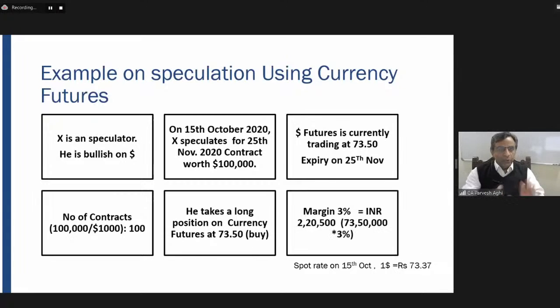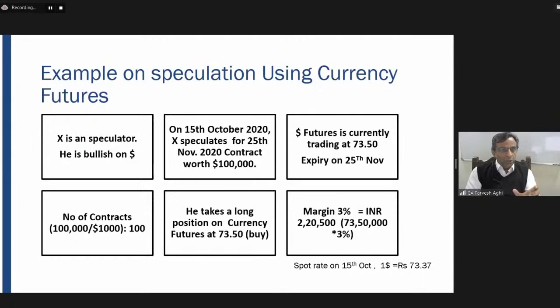Fine. For doing so, he has to pay a margin of 3%. Say he has to pay 3% margin, but now he doesn't have any underlying position. He's neither exporter nor importer, neither is receiving money from abroad, nor is he going to make a payment abroad. So he's just purely speculating. So he takes a long position.